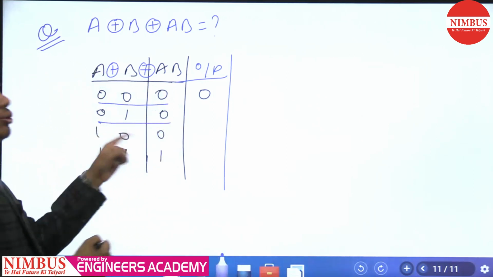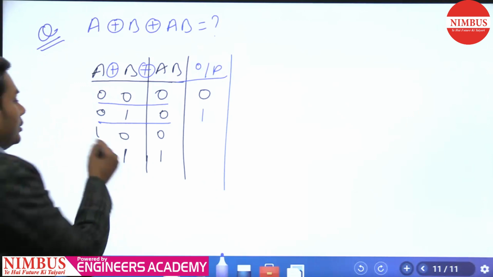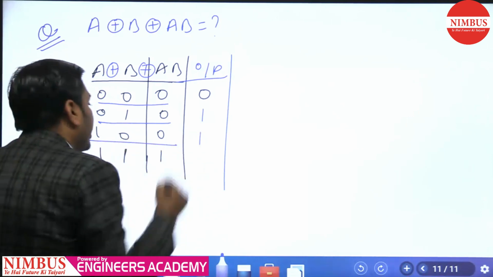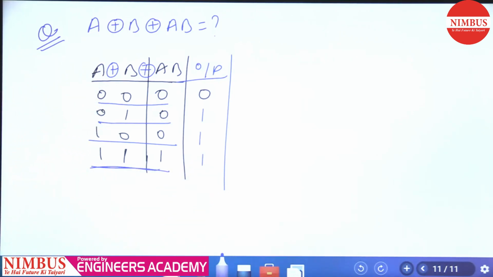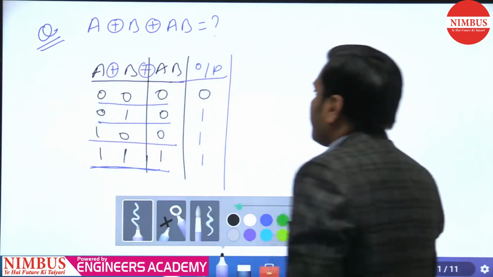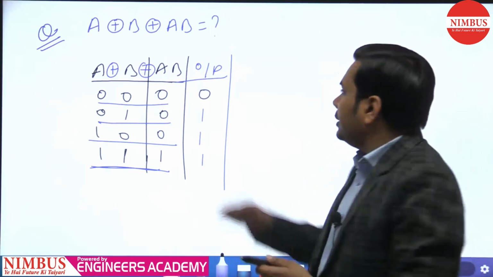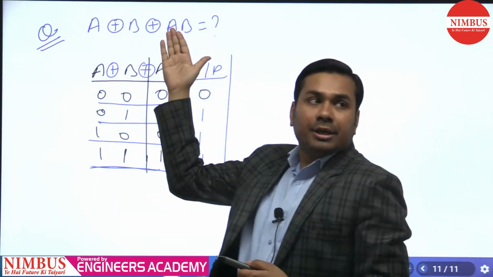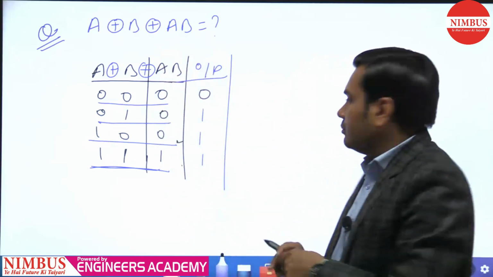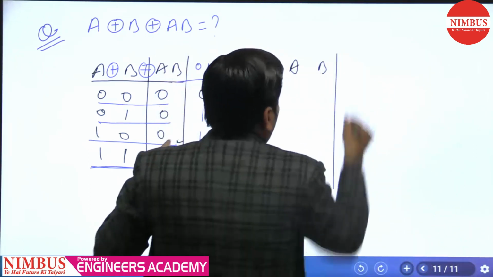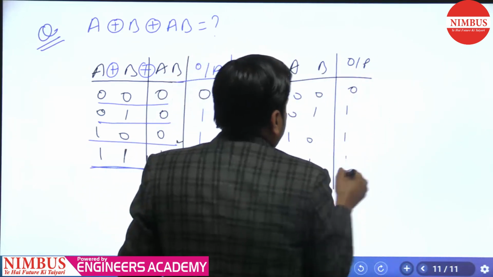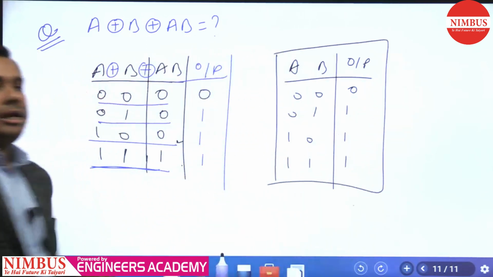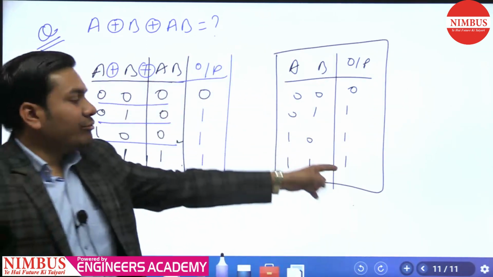For an odd number of 1 inputs, the output is 1. Odd number of inputs, output is 1, right? So if we observe that we are having the inputs A, B, and the output, if I write it out again, then finally for the inputs A B the output will be 0 1 1 1, right?